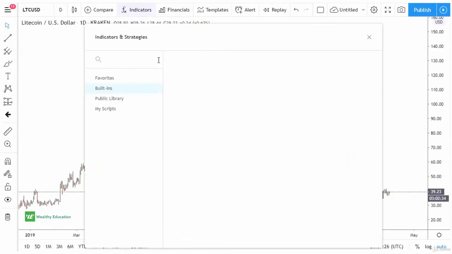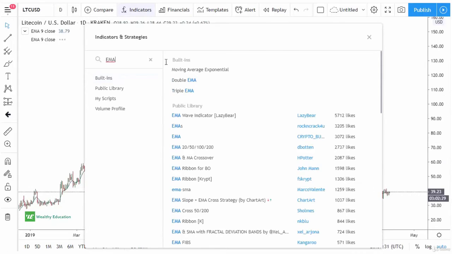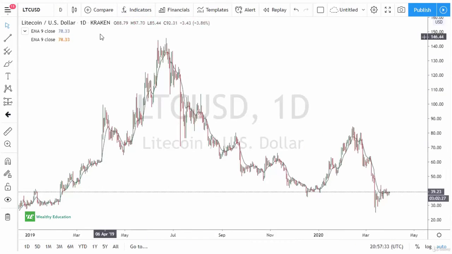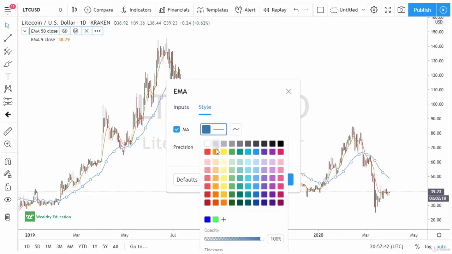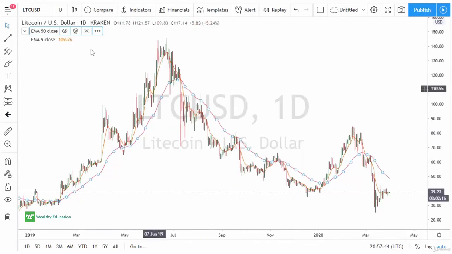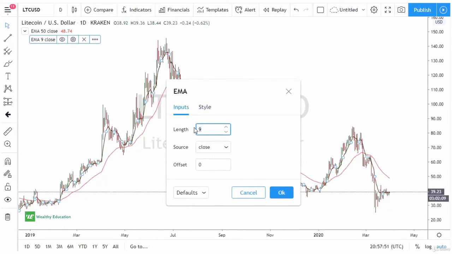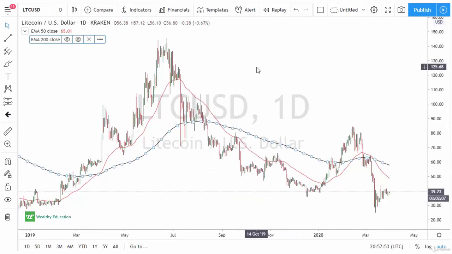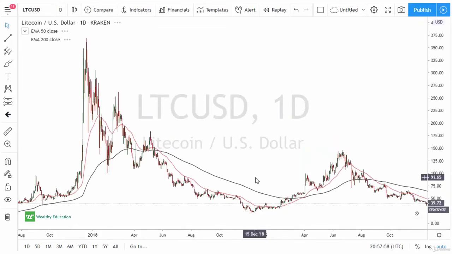So let's go ahead and put a couple on this Litecoin chart. This is a daily chart, so let's use a little higher time frame one. Let's go with 50. We'll make that red. Let's go with black on the 200 on the daily. And this sets up an obvious up and down trend type of situation.